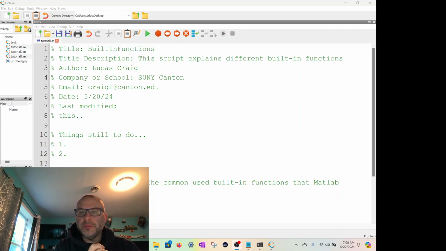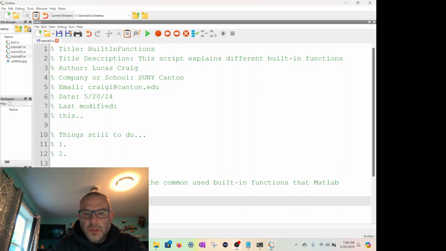All right, good morning. In today's video, we're going to be talking about built-in functions that Octave has. So let's get started.